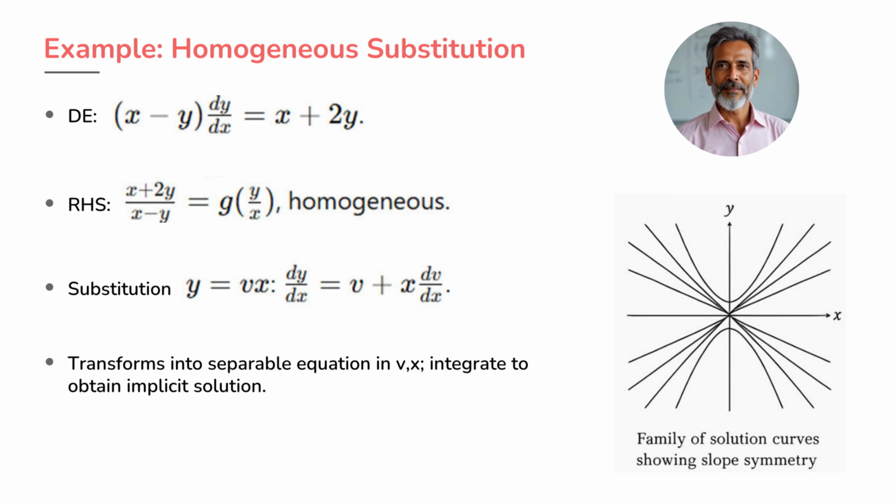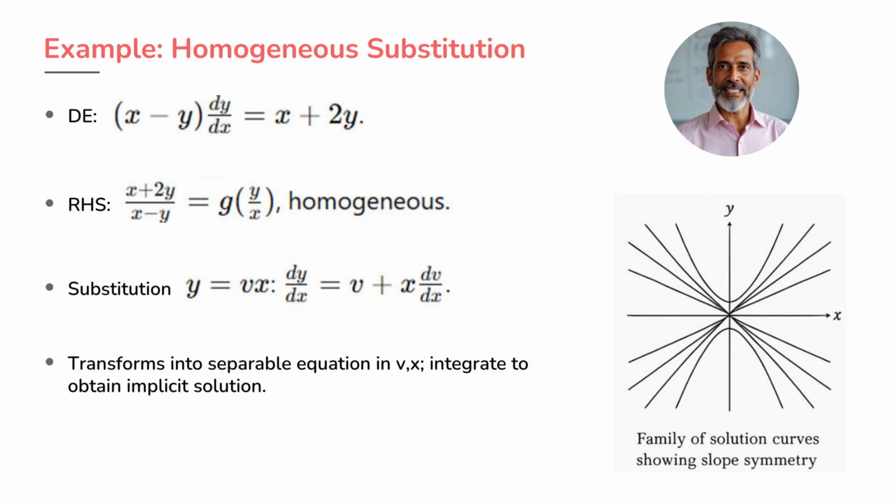Let's practice. Consider the equation bracket x minus y bracket into dy by dx equals x plus 2y. Check homogeneity. The right hand side becomes bracket x plus 2y bracket divided by bracket x minus y bracket, which depends only on the ratio y by x. Perfect. It's homogeneous.